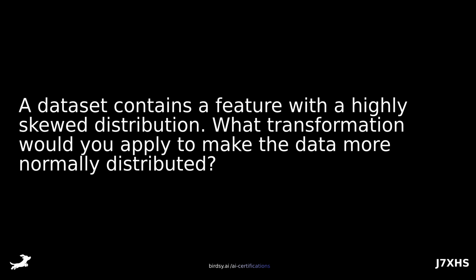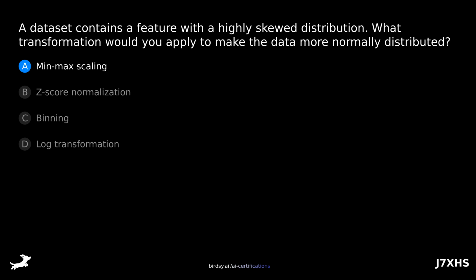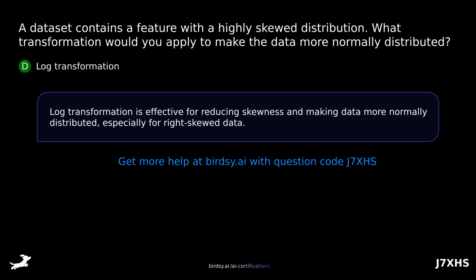A dataset contains a feature with a highly skewed distribution. What transformation would you apply to make the data more normally distributed? Is it A, min-max scaling? B, z-score normalization? C, binning? Or D, log transformation? The answer is D, log transformation. Log transformation is effective for reducing skewness and making data more normally distributed, especially for right-skewed data.